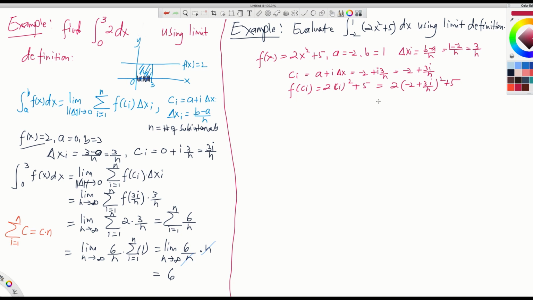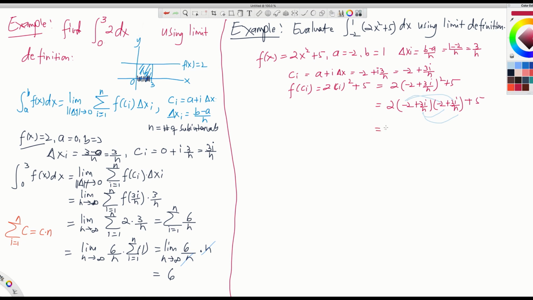Now let us simplify that. What do you get? So 2 times, you can just FOIL this: negative 2 plus 3i over n, times negative 2 plus 3i over n, and then plus 5 is there. Now you will FOIL that. How do you FOIL? You multiply negative 2 with negative 2, and then negative 2 with 3i over n, and then 3i over n times negative 2, and like that. That's how we FOIL.